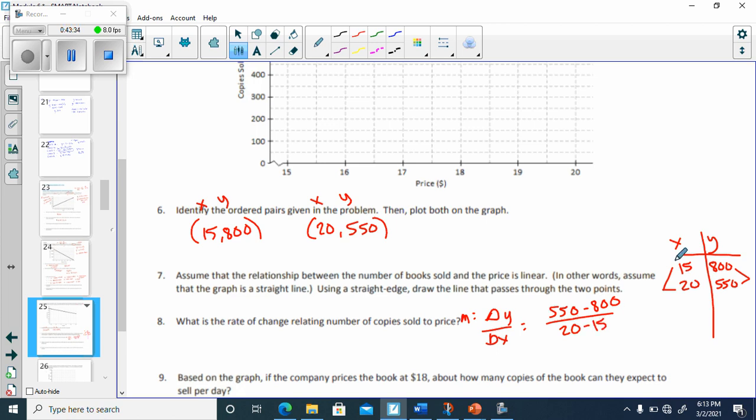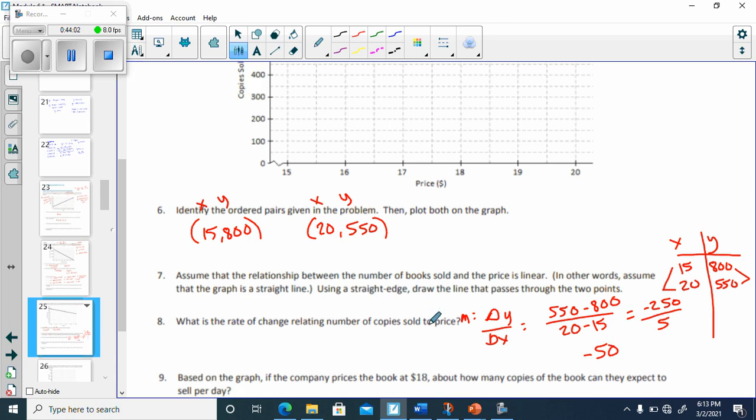550 minus 800. Make sure you use your calculator so you don't make any mistakes. 550 minus 800 is equal to negative 250. Okay, 20 minus 15 is 5. 250 divided by 5 is negative 50, okay? So their slope is negative 50.